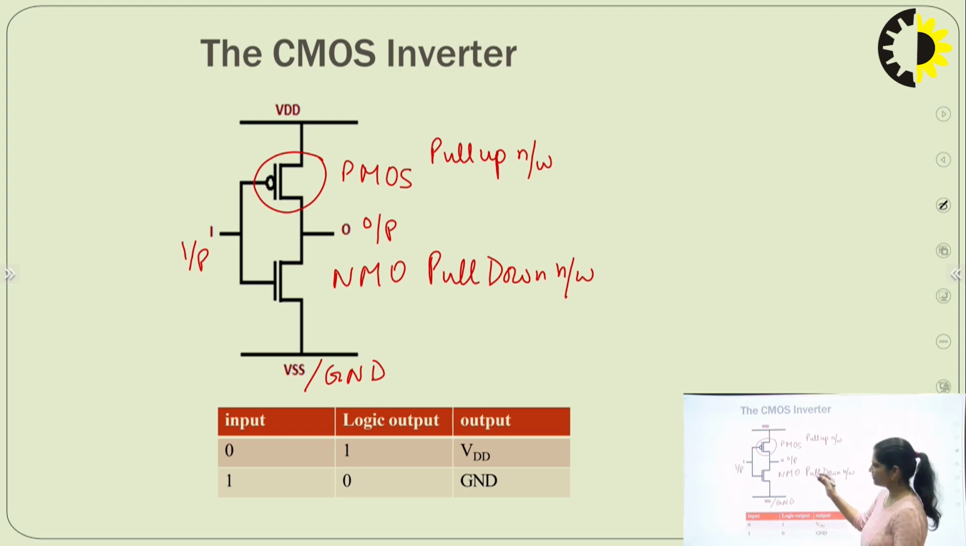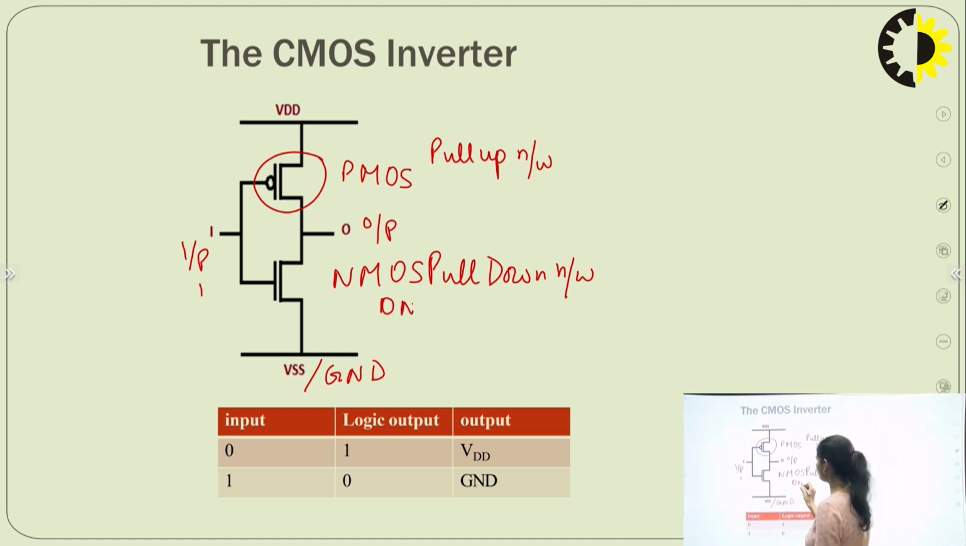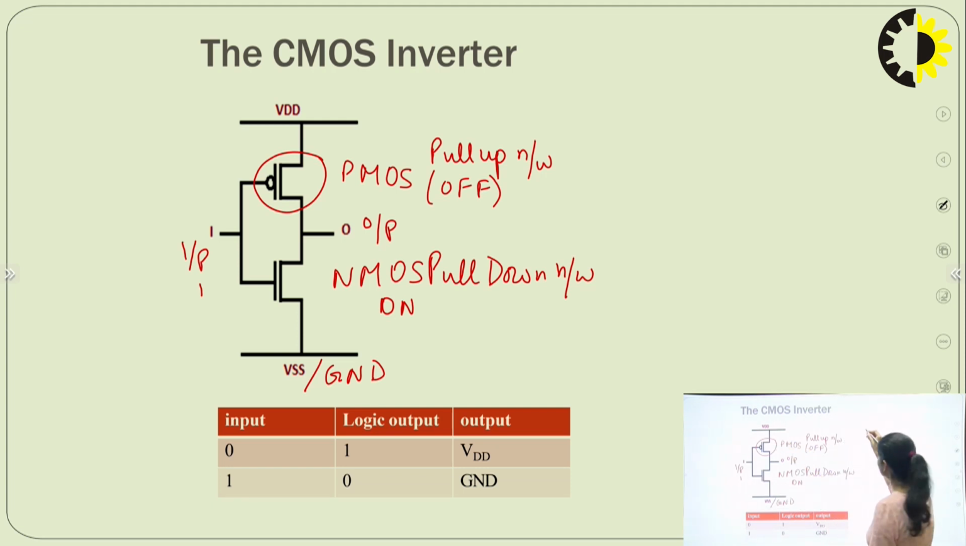Now we will see the working of the CMOS inverter. If the input is 1, it means the NMOS is on and the PMOS is off. So if it is 1, this one is off, and off means it is an open circuit. Here we are giving the input from here.